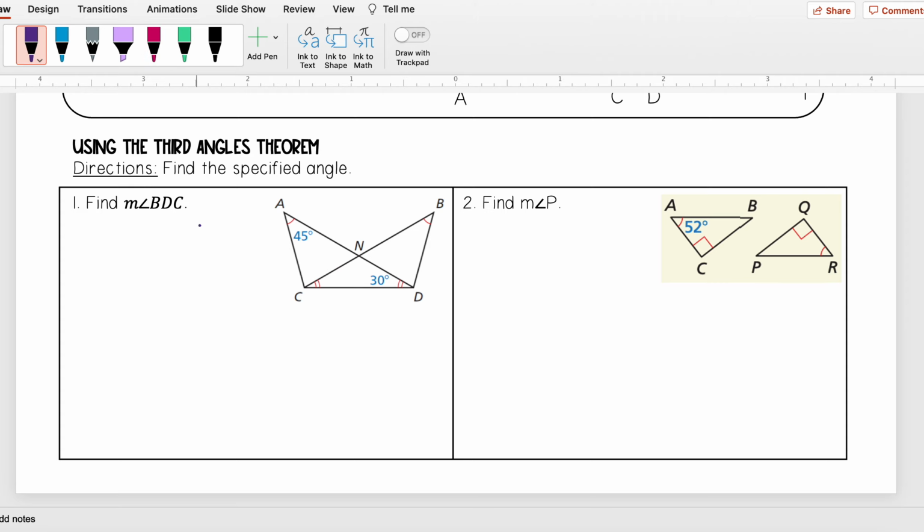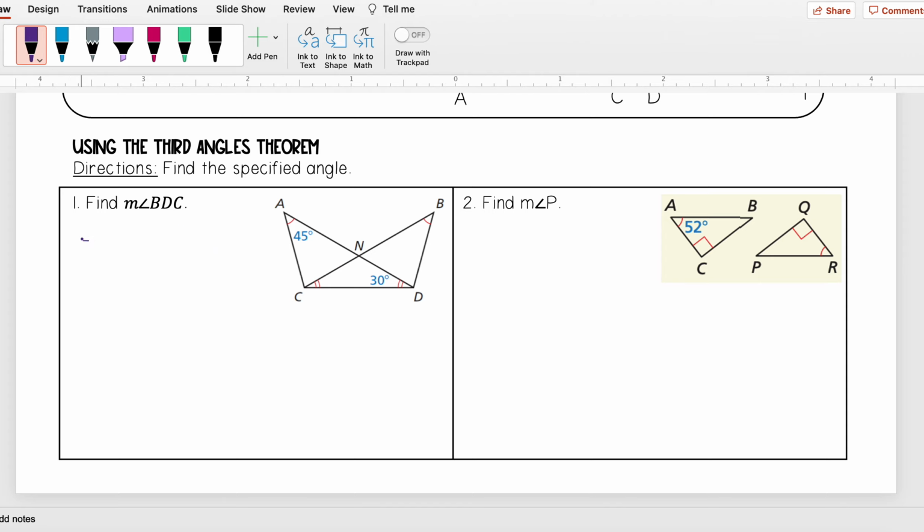So for number one, I want to find the measure of angle BDC. So I'm wanting to know what this full angle is right here. And so I know a couple of different things. I know that these two angles are congruent, and I know that these two angles are congruent. Looking at it right now, it looks a little bit confusing, but you can see that these are really just two triangles overlapped together. So I'm going to go ahead and redraw this, but separating these triangles out.